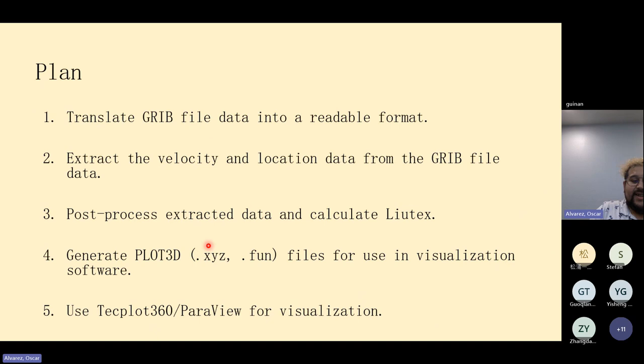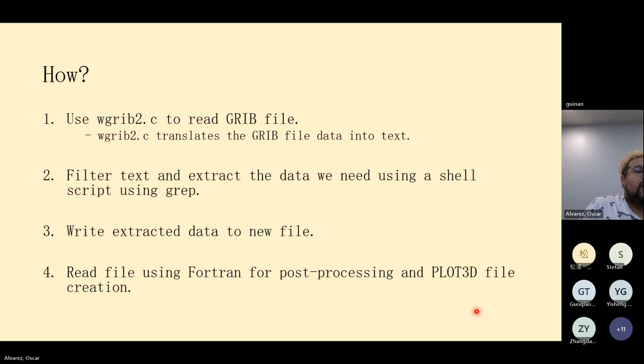Post-process the extracted data and calculate Liutex, generate a Plot3D file for visualization, and then actually visualize the files. How do we do this? We use a program that was created a long time ago by really good people to read the grid file. The grid file is binary satellite data, so it's very proprietary. You need to know a lot about it in order to translate it. So this program does it for you, and it turns it into text.